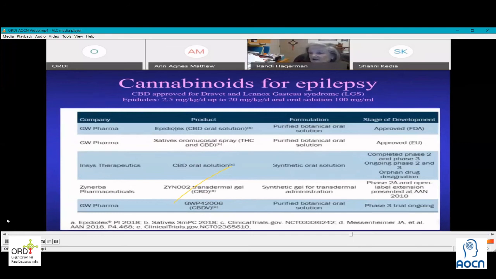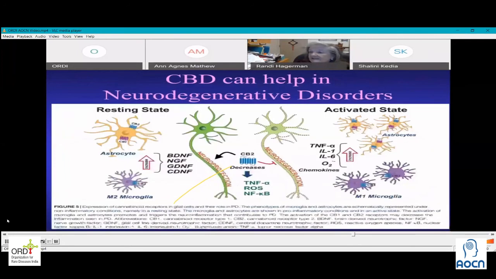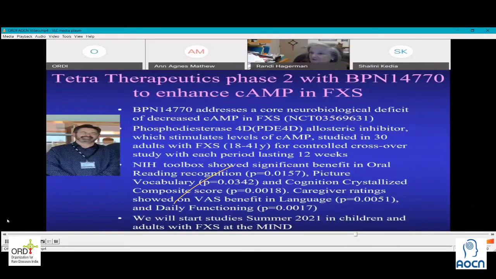CBD has also been shown to be beneficial in certain types of seizures, such as Dravet and Lennox-Gastaut, as many of you neurologists already know. CBD looks like it may be helpful in neurodegenerative disorders like Parkinson's disease. It has not yet been tried in FXTAS tests.